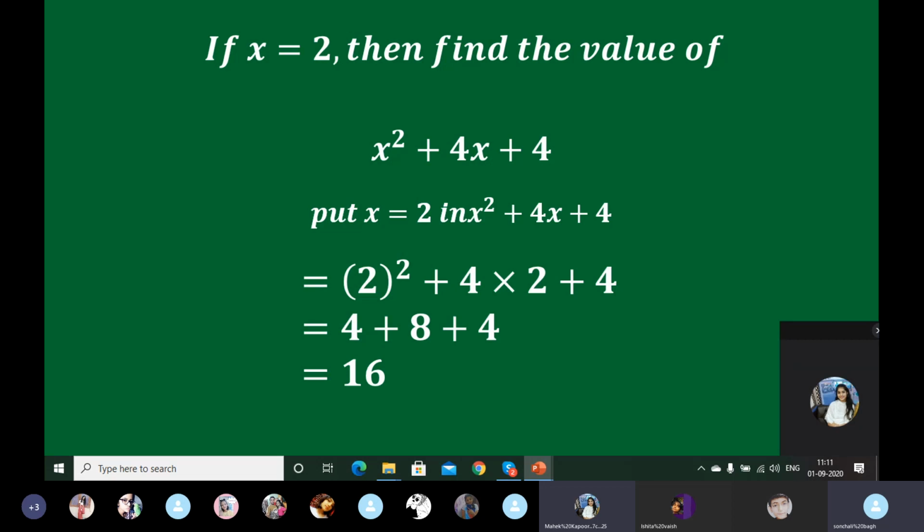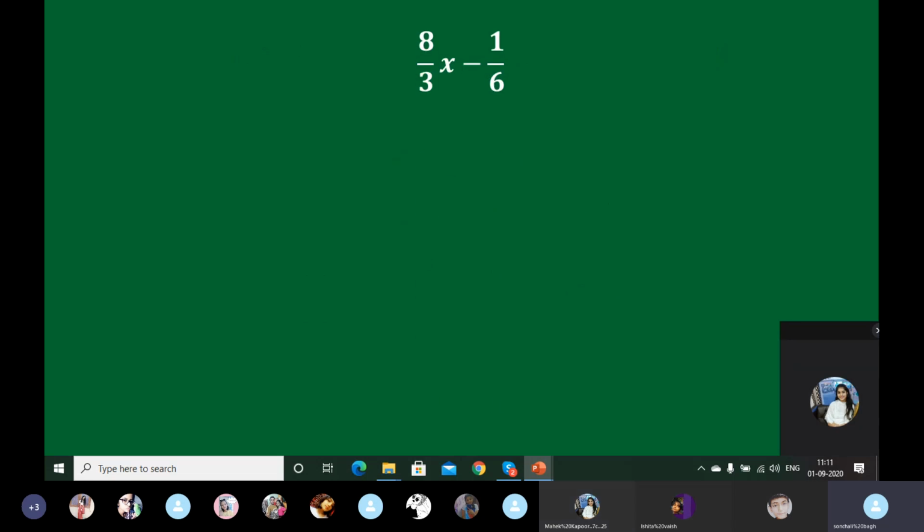Yes, ma'am. So then try this one: 8 by 3 x minus 1 by 6. The value for x is 2. Do it for me fast. I know it's late. The faster you do, the faster you are relieved. Come on, tell me what's the answer.